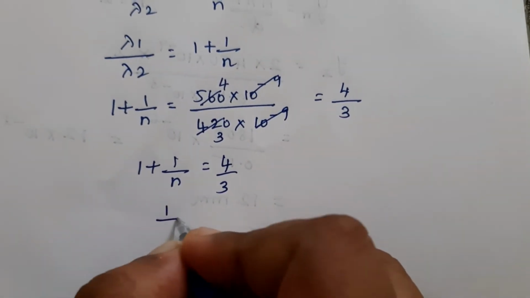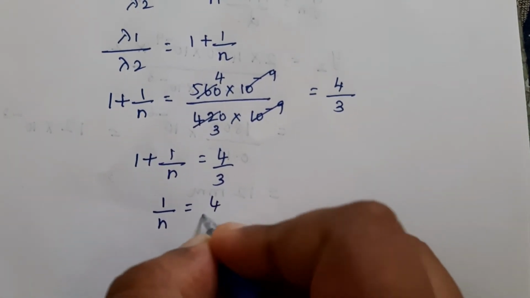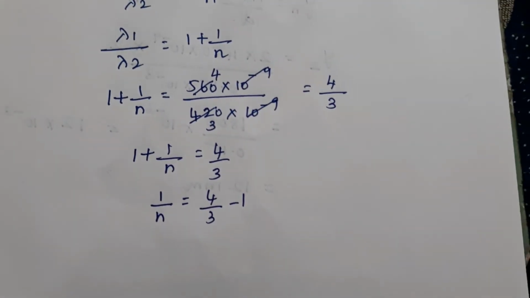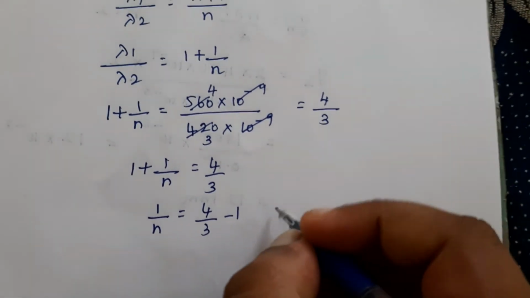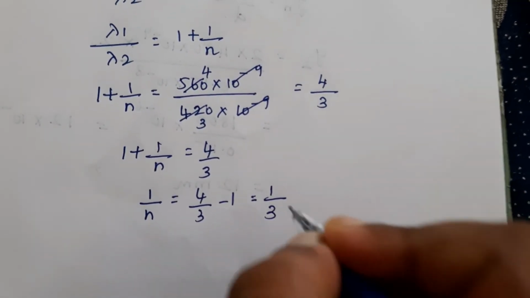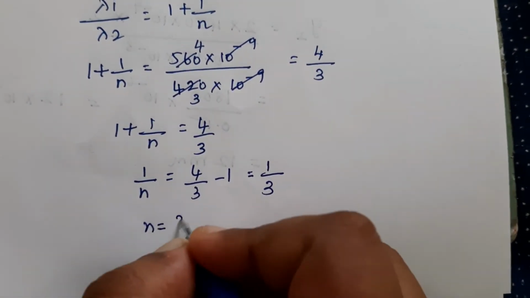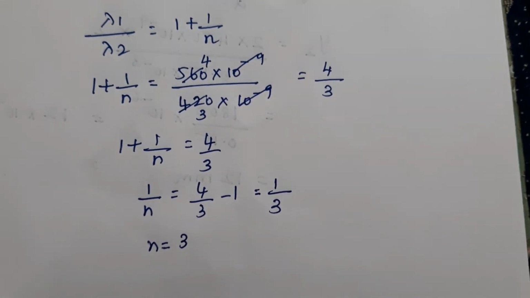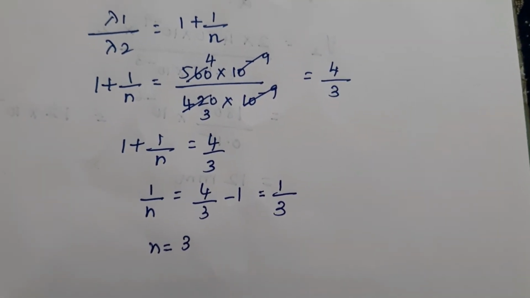So what is 1 by n? 1 by n is equal to 4 by 3 minus 1, so that is equal to 1 by 3. So what is the value of n? n is equal to 3. We have found out the value of n is equal to 3.